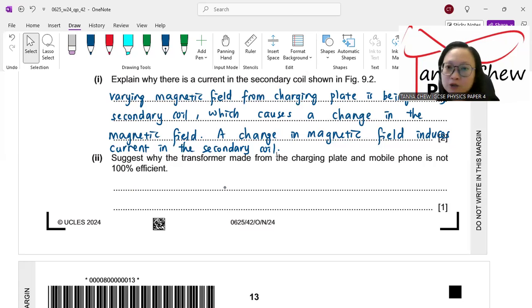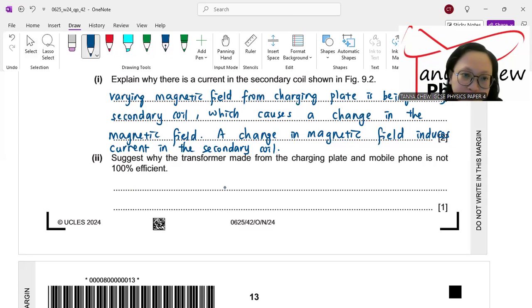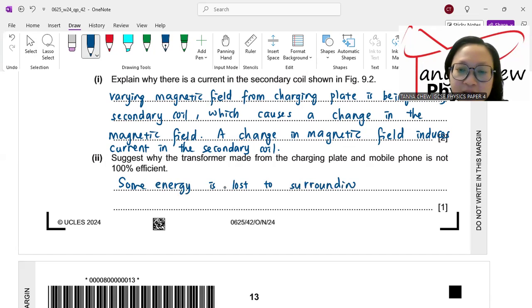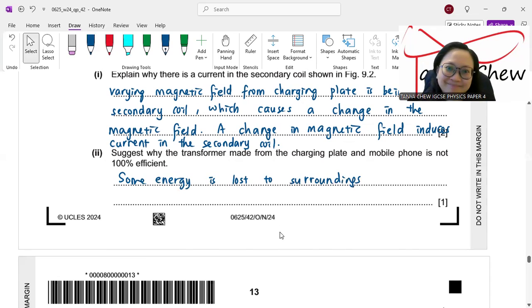And when you charge your phone, when you touch the charging plate and you touch your phone, there's a little bit of heat there because some of the energy is dissipated as heat to the surrounding. And that's the reason. If you want the answer to be easier, you can say that some energy is lost to surrounding. That would be an easier way to say it because this is only one mark.